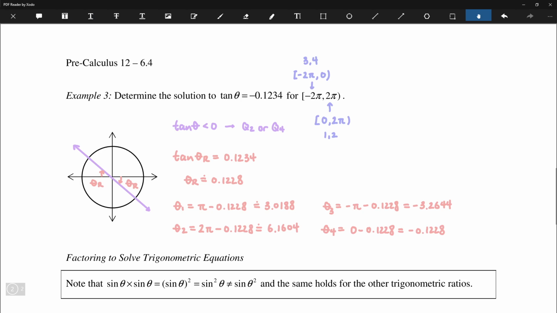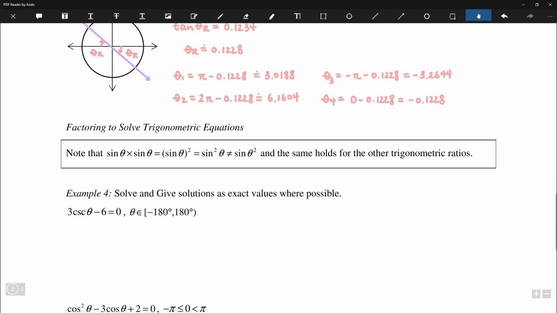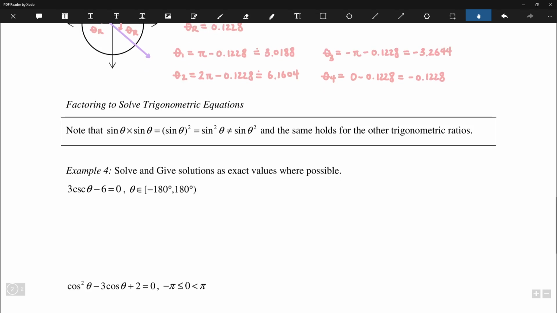Next up is factoring. So we're going to combine trigonometric equations with some factoring here. It's important to know that sine theta times sine theta can be written as sine theta in parentheses all squared, or sine square theta, but not sine theta squared, because that will mean that the angle theta has been squared. Okay, so here we have a few examples.